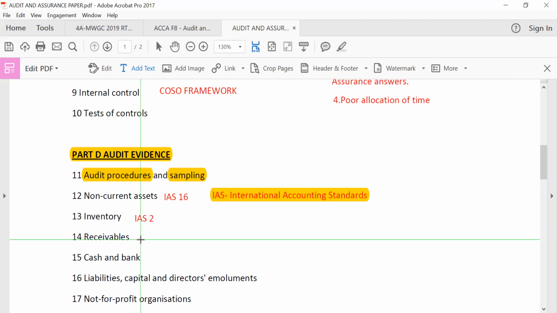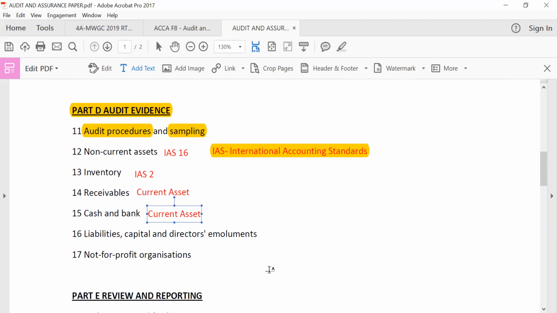Then you come to receivables. Now, receivables is treated just like financial assets. So we still look at the debit and credit in the case of receivables, right? Cash and bank, we can look at cash and bank. Cash and bank is a form of current asset. So this receivables is a current asset. Cash and bank is also a current asset. Right? Then we look at liabilities. We have a lot of liabilities. So we look at liabilities, capital, directors' emoluments, wages.